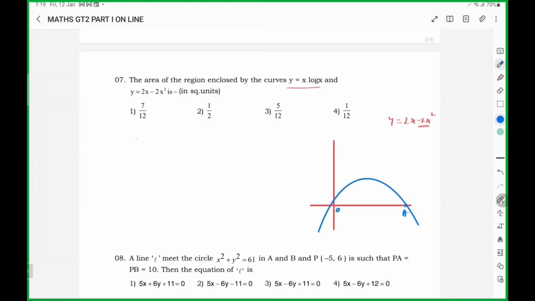So the limit exactly at 0, x log x will be of 0 into minus infinity form. I can write this as minus infinity by infinity. So I can apply L'Hospital: 1 by x by minus 1 by x squared, which is 0. So in between, you take half, log half will be negative. So the curve will be like this.